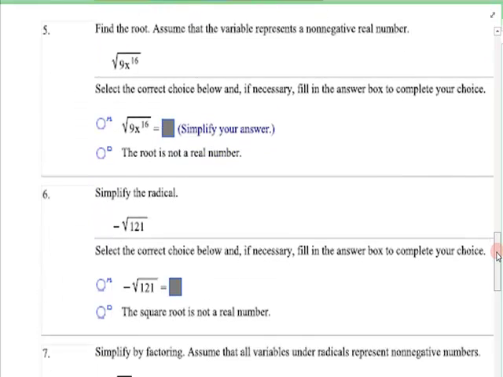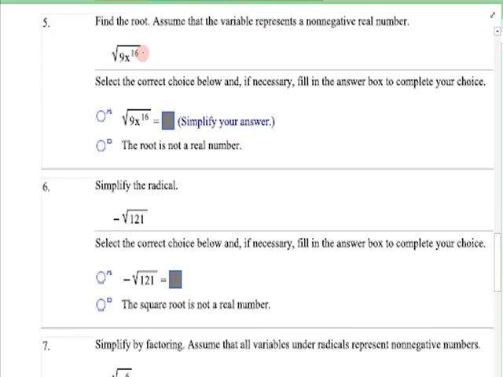Next one. The square root of 9x to the 16th. The square root of 9 is 3. The square root of x to the 16th, you cut the exponent in half. It is 3x to the 8th.